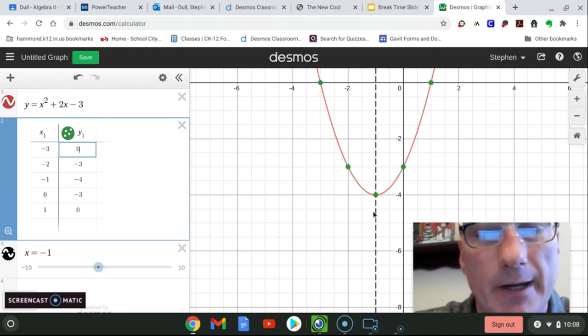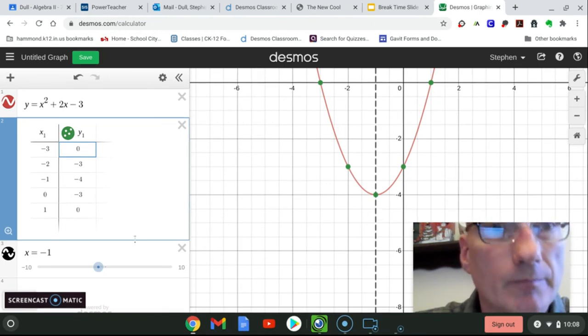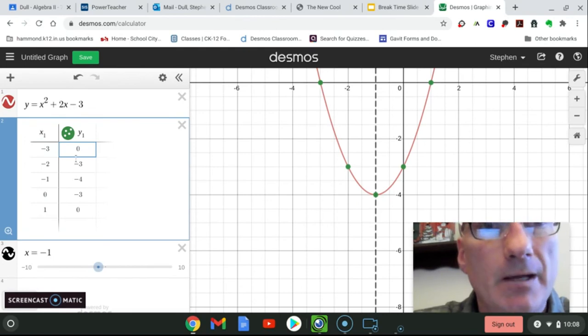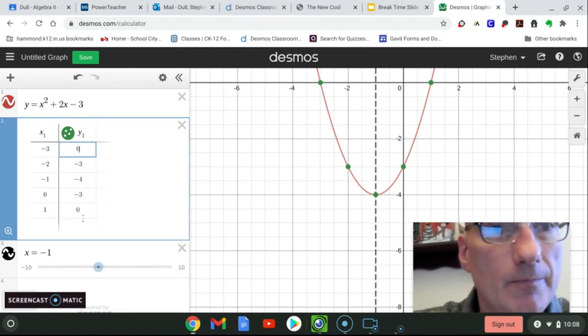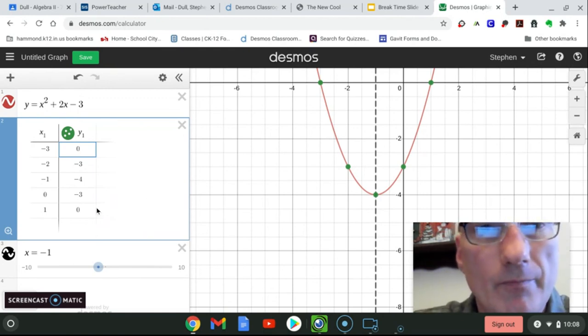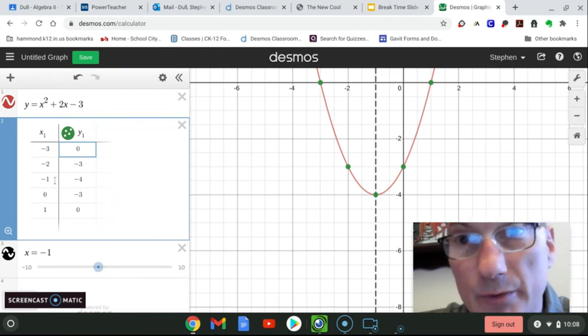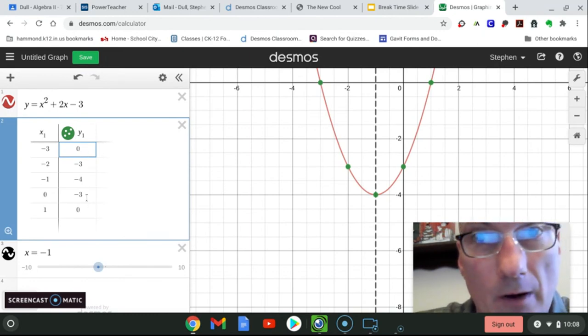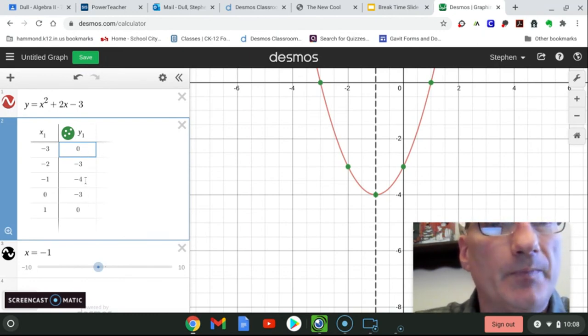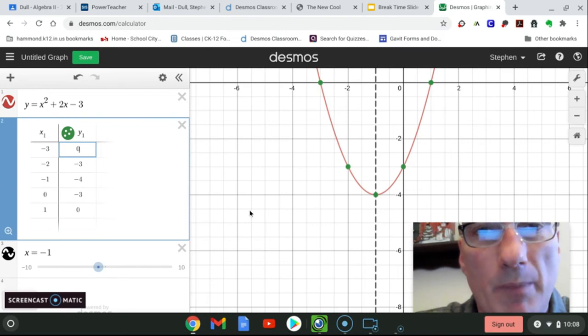I found that by using -b over 2a. When I built this table, I used that fact to help me graph by setting up my axis of symmetry as the middle point out of my 5. And then I used the concept of symmetry to fill in my table. I didn't have to plug in all 5 of these values. In this case, I was able to only plug in 2, because I knew when x was 0 that y was -3, my y-intercept.